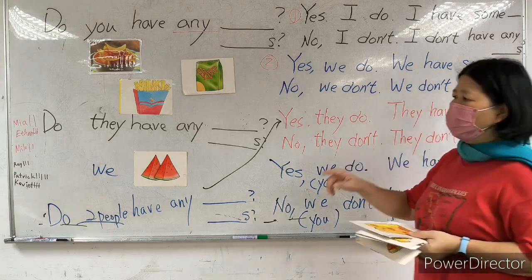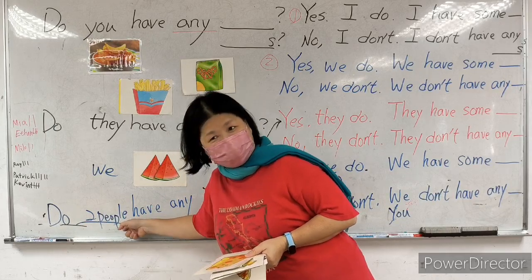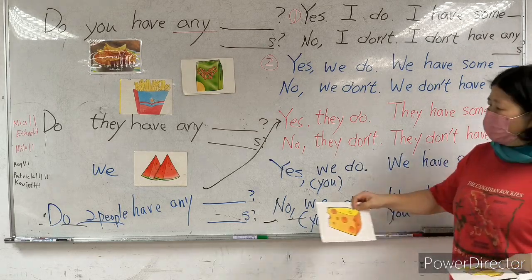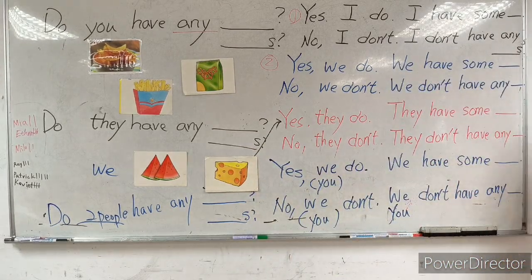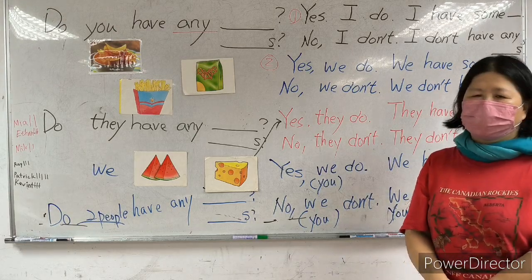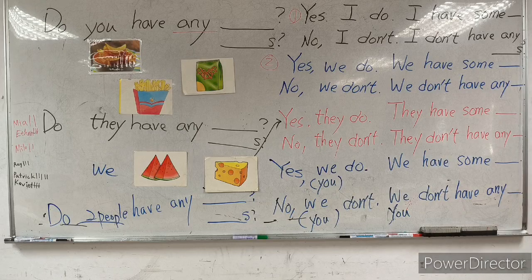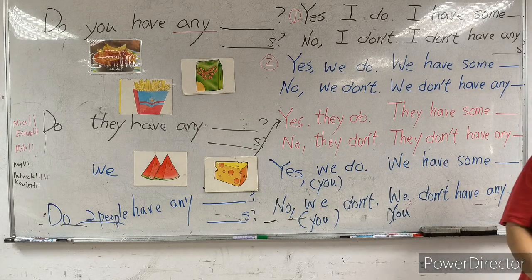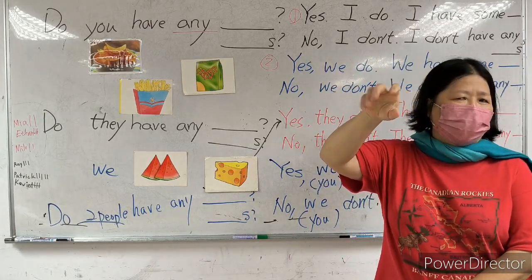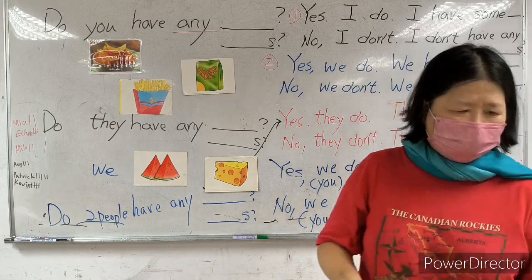Okay, now two people. Kevin and Roy. Okay, ready, go. Do Kevin and Roy have any cheese? Okay, now, Milo? Yes, they do. They have some cheese. No, they don't. They don't have any cheese. Okay, now I wanted to write sentences. Four questions and four answers. Is that okay? Okay, go.